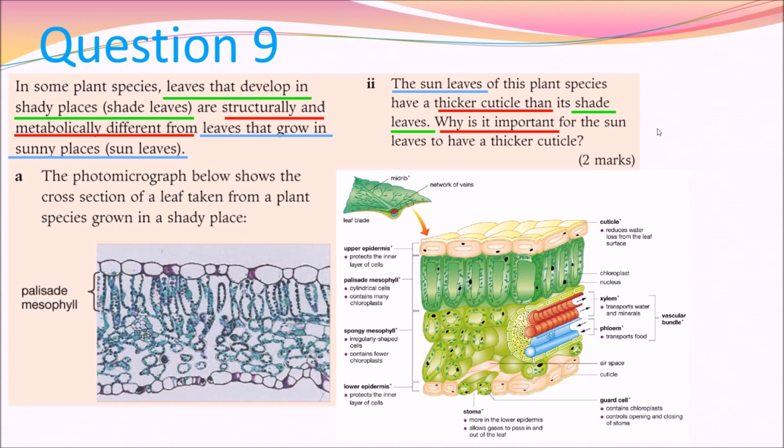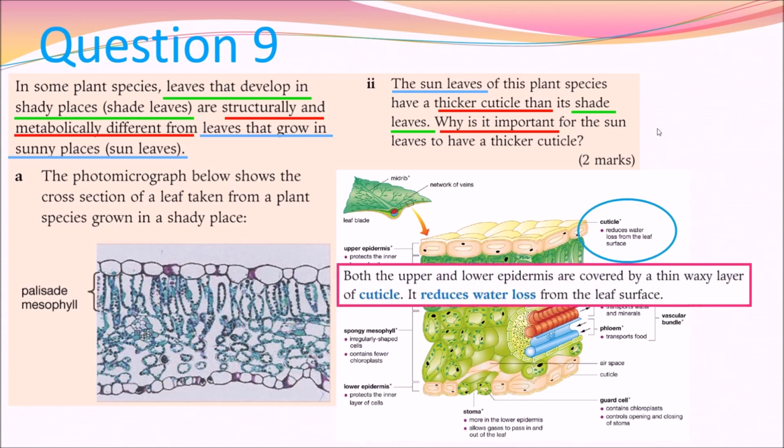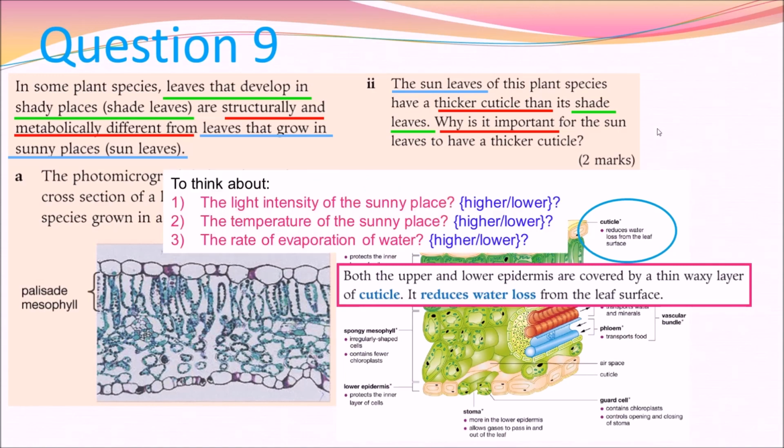So why is it so important for the sun leaves to have a thicker cuticle? In this question, of course, we need to recall the cuticle function first. The function of the cuticle is that it reduces the water loss from the leaf surface, no matter on the upper surface or lower surface. That's the basic function. So in the sunny place and in the shady place, what is the difference of the light intensity? What is the difference of the temperature?